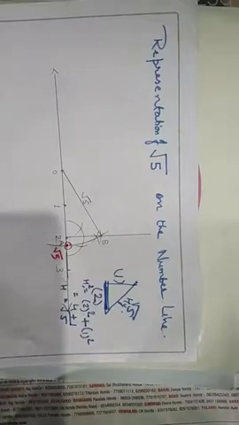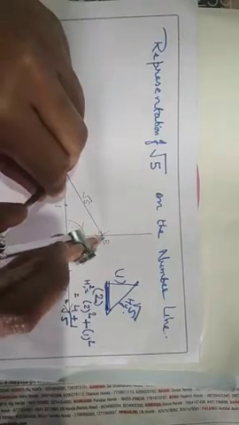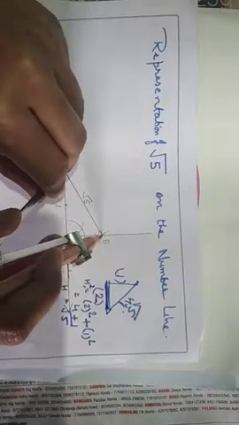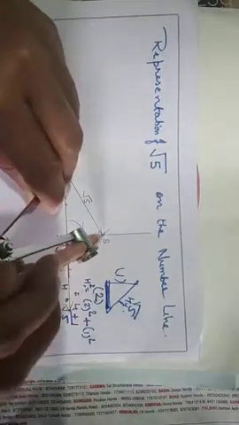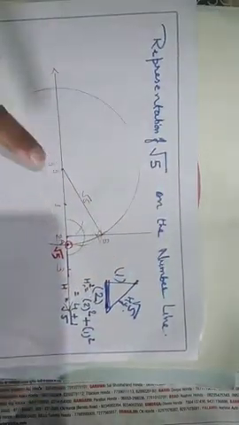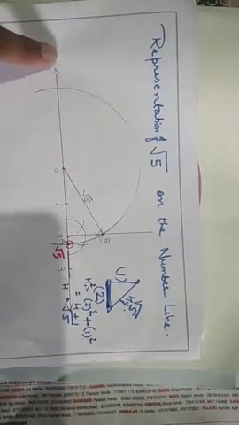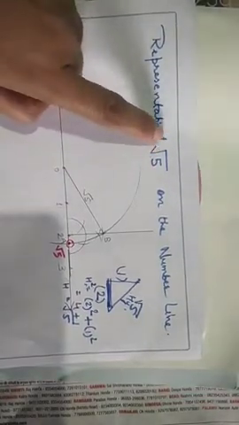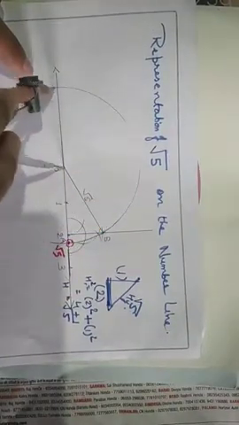So if you have to draw minus under root 5, then what will we have to do? Simple, we will take the same distance, and with the same radius we will draw an arc on the number line on this side. This will be the negative side, because this is 0 and here will be minus 1, minus 2. If the question asks to draw minus under root 5, then you will draw on this side, with the same process.